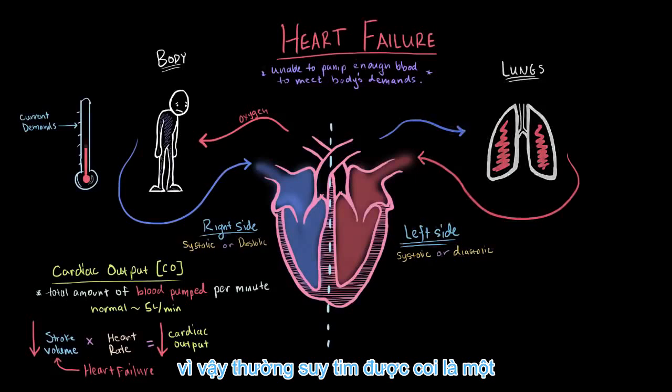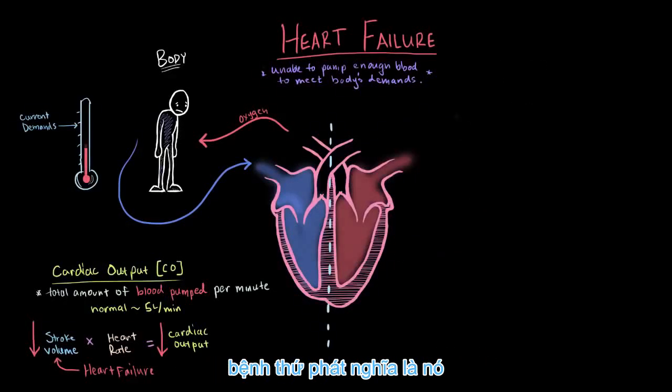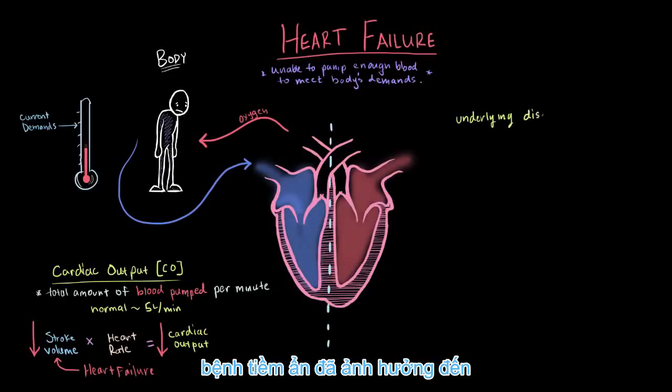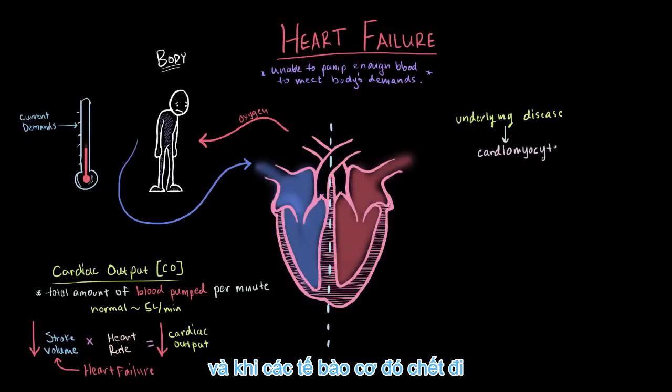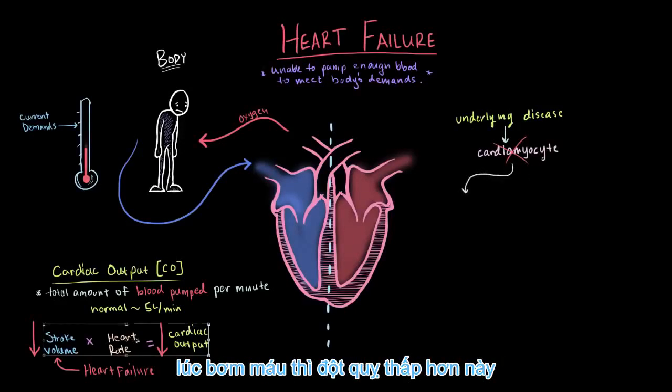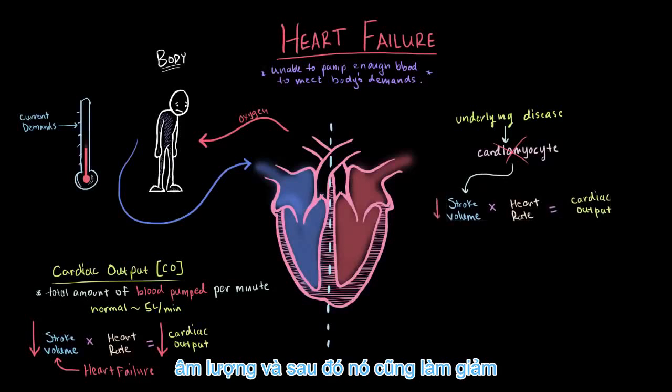So usually heart failure is considered a secondary disease, meaning that it's caused by some kind of pre-existing or underlying disease that already affects cardiac output. Specifically, we're going to think about diseases that cause the death of cardiac muscle cells, which are also called cardiomyocytes. And when those muscle cells die, the heart gets weaker and it gets way worse at pumping blood. This lowers stroke volume and then it also lowers your cardiac output.